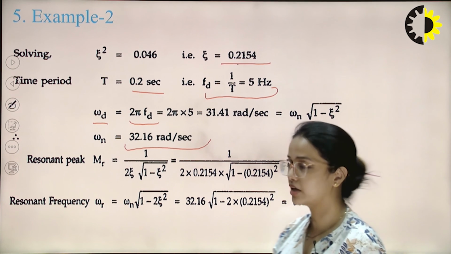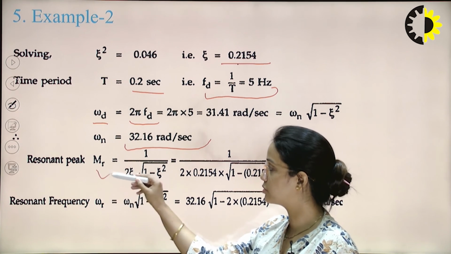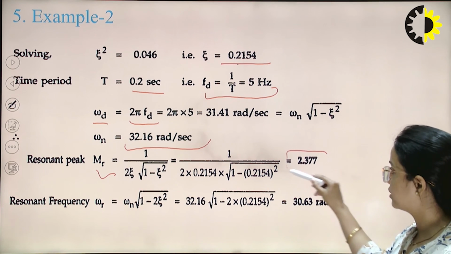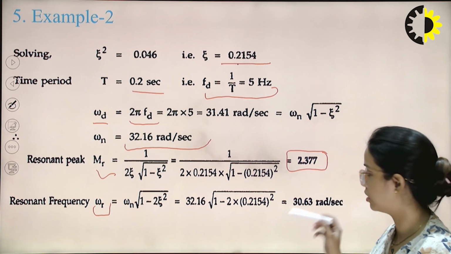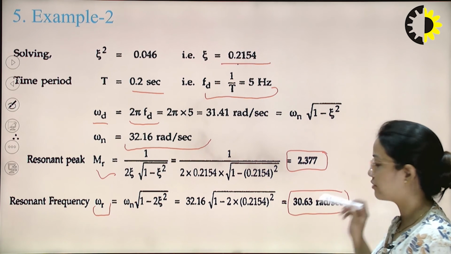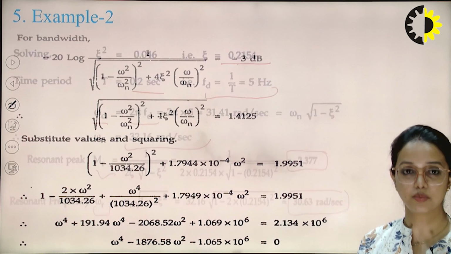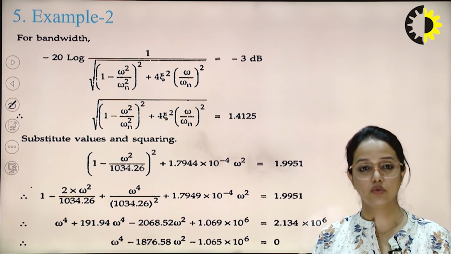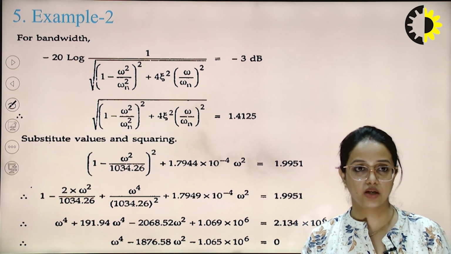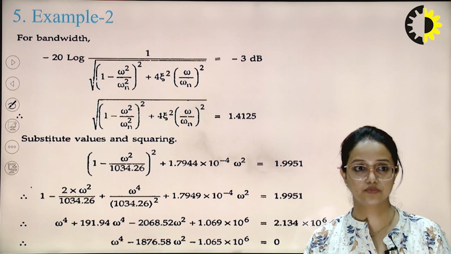Once we have zeta, we can calculate the resonant peak using this formula, and we can also calculate the resonant frequency omega r using this formula. So this is how we have to rearrange the use of formulas, and implement the same equations to solve for the particular desired parameter.